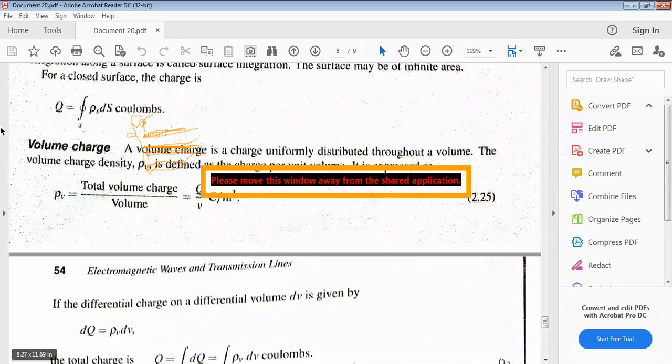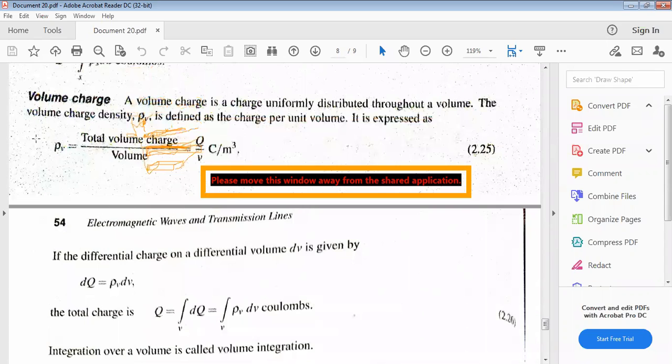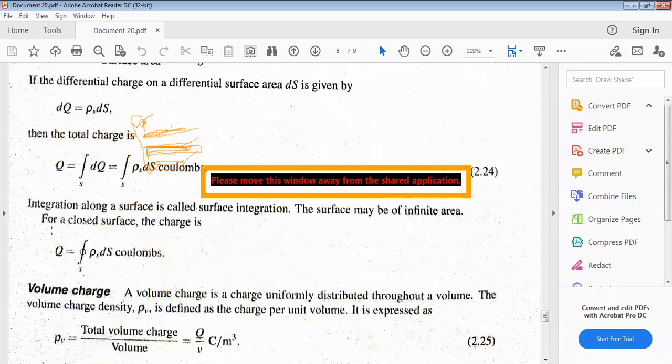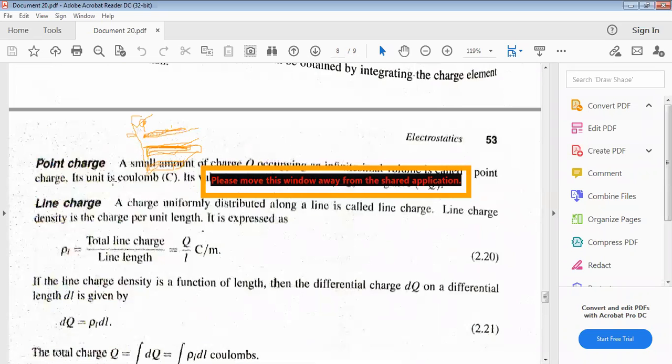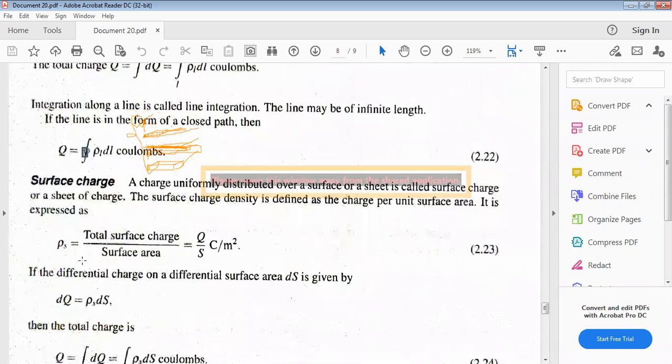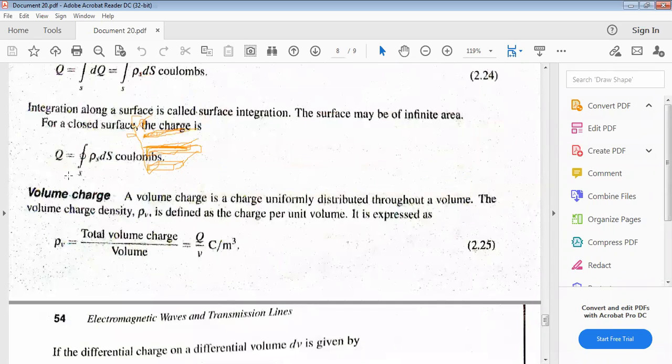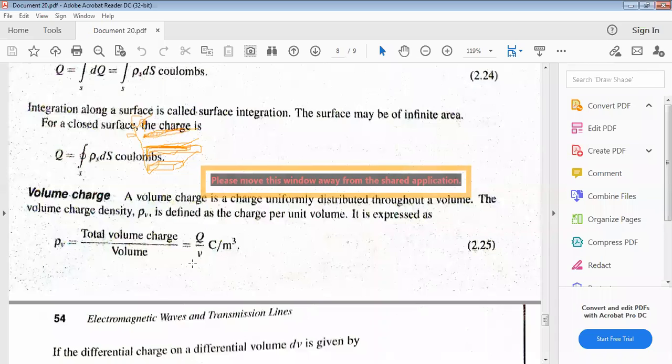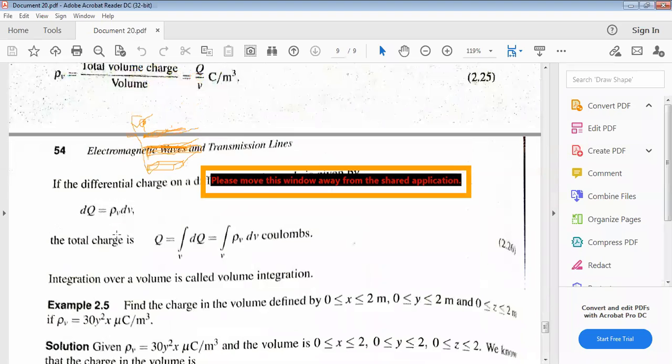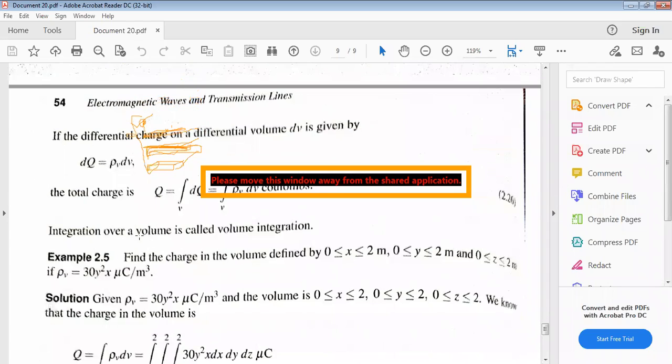Similarly, for volume charge, the total volume charge by its volume gives rho v. Remember these notations. A point charge doesn't have any permanent notation, but line charge has rho l, surface charge has rho s, and volume charge has rho v. So rho v equal to q by v, hence q equal to rho v into v, and in differential form dq equal to rho v into dv. Integrating on both sides, q equal to the volume integral of rho v dv coulombs. Integration over a volume is volume integration. That's all.